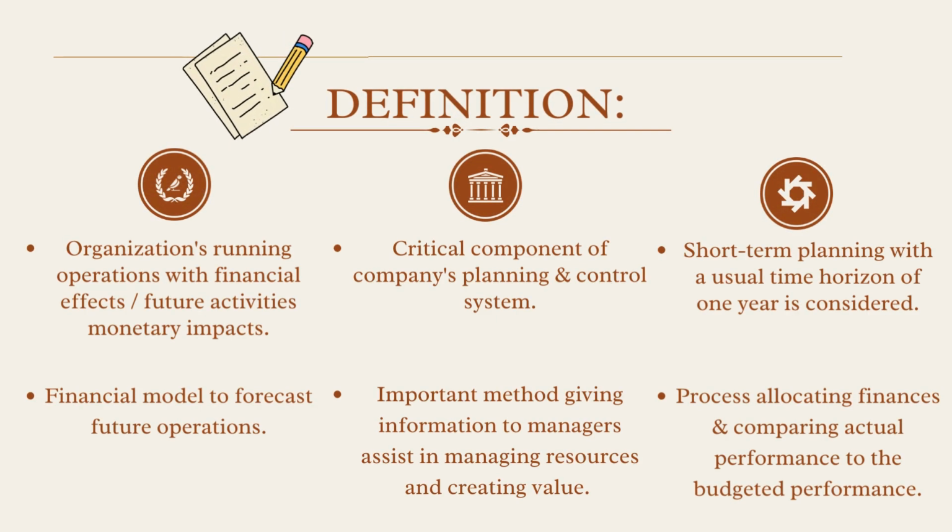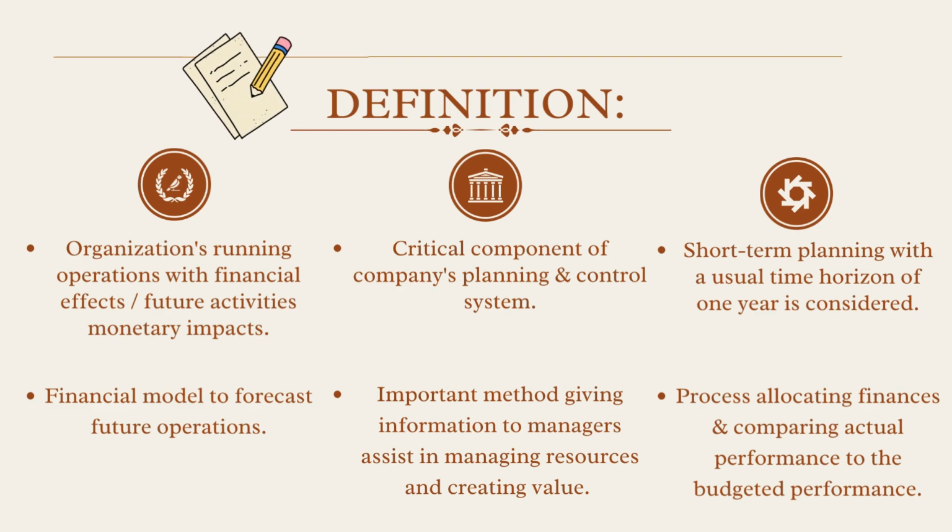So I will present about the definition of budgeting system. First is a thorough plan outlining an organization's running operation for a certain future time period with financial effect, or a plan of future activities having monetary impacts. Second is a financial model used to forecast future operation. Third is a critical component of a company's planning and control system.